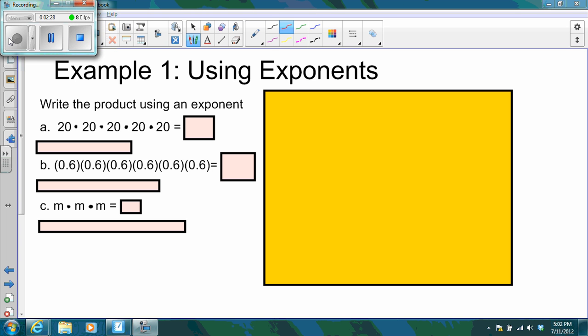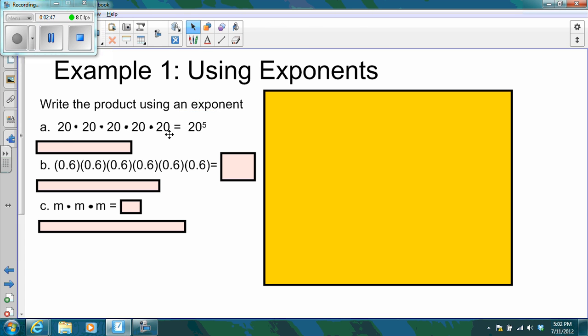So the first example is how do we use these exponents? So write the product using an exponent. So if we have 20 times 20 times 20 times 20 times 20, how could we write that using an exponent instead of having to write it all out? And in this case, it would be 20 to the 5th because there's 5 20s. And we would read this in terms of words as 20 to the 5th power. Try the next two on your own, press pause, and then we'll go through them together.